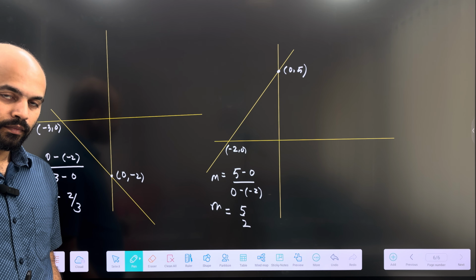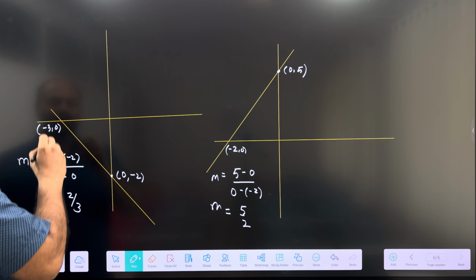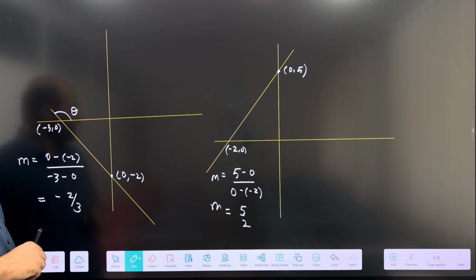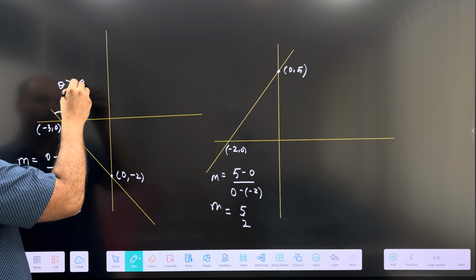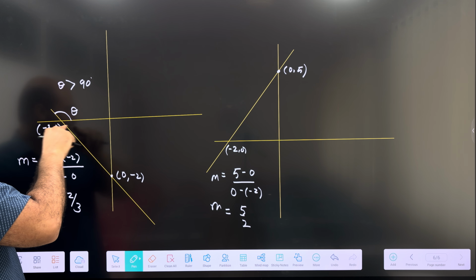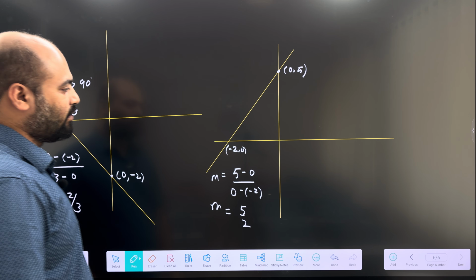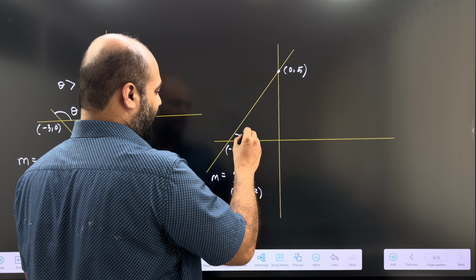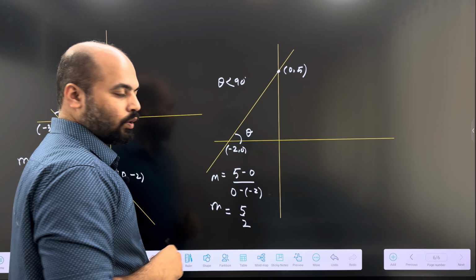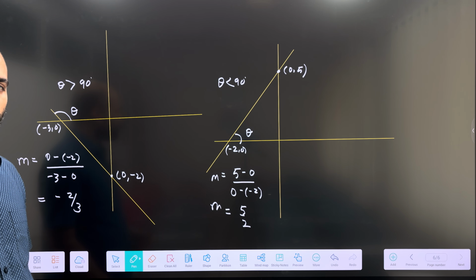So from here, I would like to introduce to you another concept which says that if the line is making an obtuse angle, theta greater than 90 degrees, with regards to this x-axis, positive x-axis, we say that the slope of the straight line is going to be negative. If the straight line is making an angle theta which is less than 90 degrees, an acute angle with the positive direction of x-axis, we're going to say that the slope is positive.